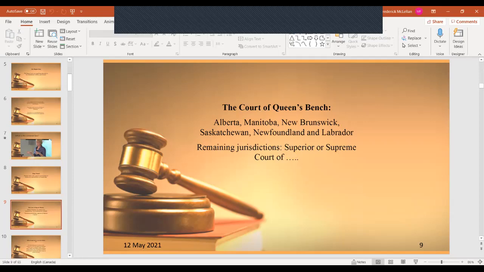Any idea why it's called the Court of Queen's Bench and not King's Bench? Anybody? Okay, the answer. Oh, Kyle? Because we have a queen right now instead of a king. That's exactly right. Queen Elizabeth II is on the throne, so we have a Court of Queen's Bench. Actually, when Canada was established in 1867, Queen Victoria was on the throne in England, so it would have been a Court of Queen's Bench even then, and it would have been the Court of Queen's Bench in England at the same time.